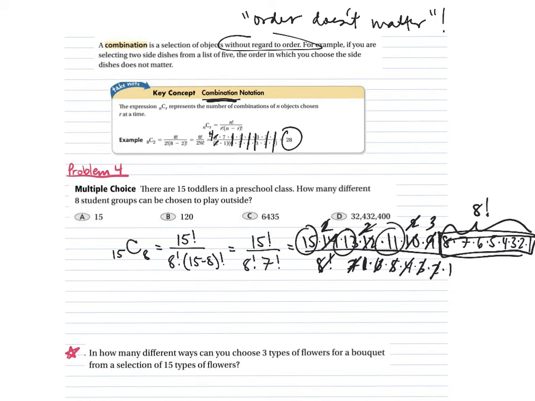Still need a calculator. So that would be 2,145. Oh, I did something wrong. Well, then let's see. This is why we don't want to do it by hand.